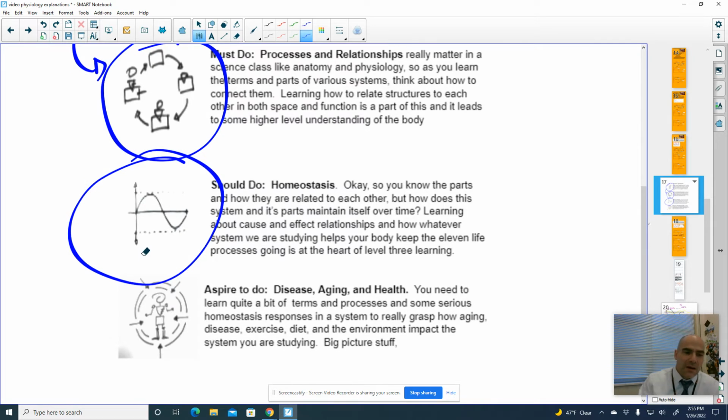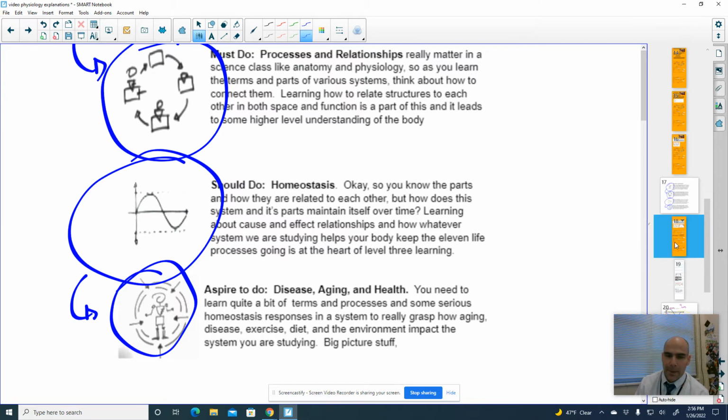And then our aspire to do. Now, this might be for those of you that really, really are interested in certain things. Maybe you have a science fair project. Maybe you're doing a platinum project on this. But this would be understanding how our whole body ages and maintains health based on the terms and the processes and the homeostasis mechanisms that you learn. So this is really, really next level stuff. And a lot of you will get there and you'll be able to do the aspire to do things that I ask you to do very easily just because you're really sharp kids.